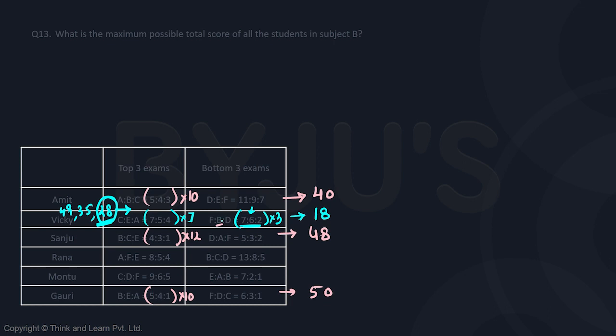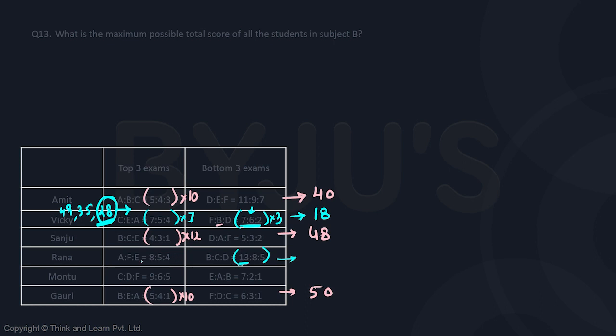Even if I multiply by 4, his score in F will become equal to that of A for Vicky. So therefore, that cannot be done. So it has to be 18 maximum. Let's talk about Rana here. This number cannot even be multiplied by 2, as we just saw in the previous question. The moment you multiply it by 2, it becomes 26.